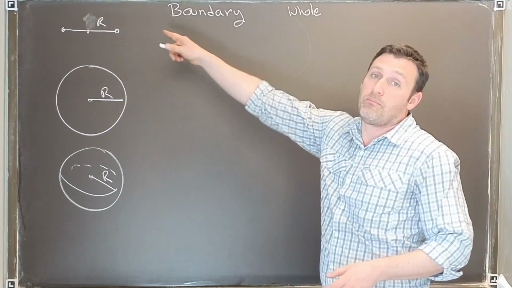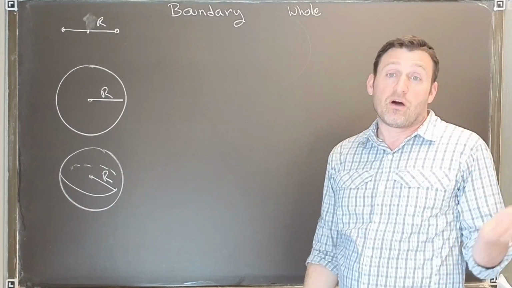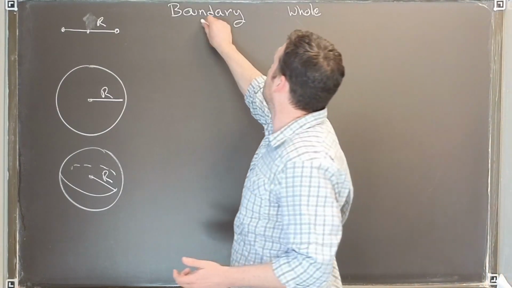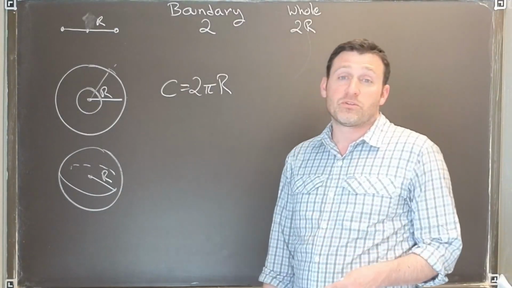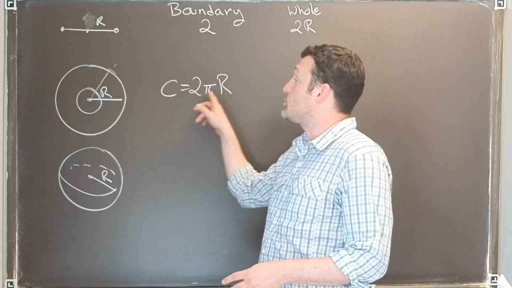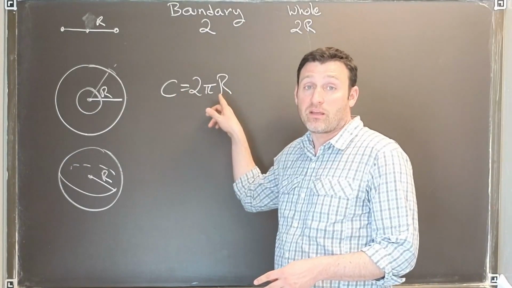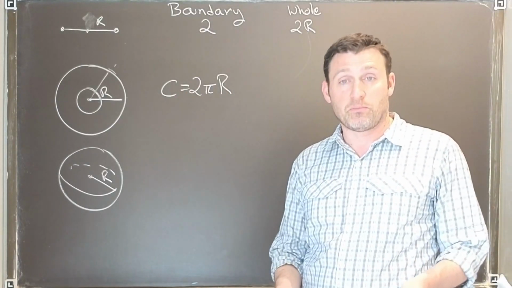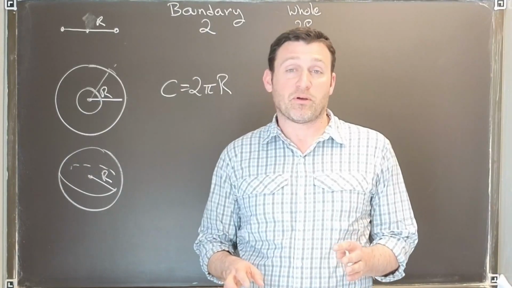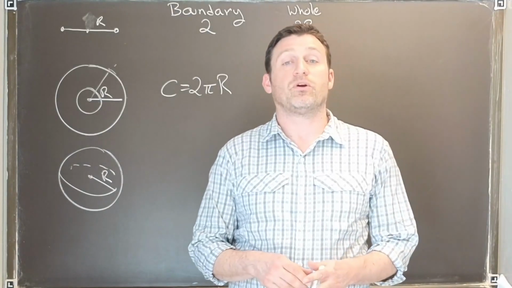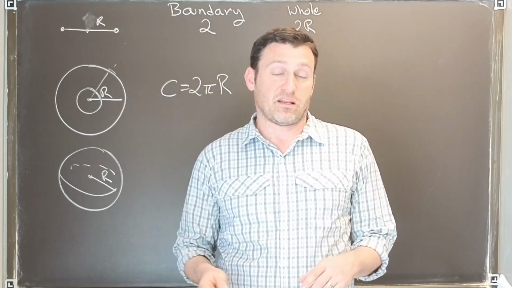Let's take a look at the boundary of our simple line. We already saw there's 2 points, so the boundary is 2. The whole in this case is 2r. For the circle, I'm just going to ask you to believe me that when we take the ratio of the circumference divided by the radius, we get a constant. That constant is 2 pi. We call that the circumference of the unit circle. There's a lot of reasons for why you might be able to prove that to yourselves, but I think at this point you're comfortable with that concept, and I'll take it as gospel.